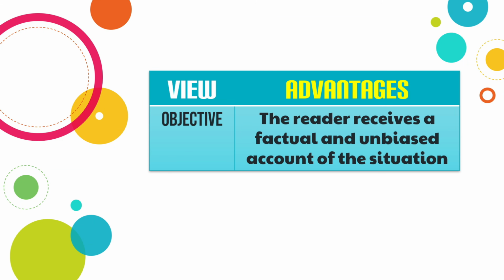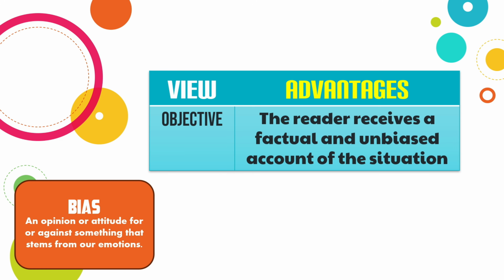Mrs. Taylor's referral focused on observable actions, dialogue, and sequence of events, avoiding any mention of her own frustrations or Alex's possible motives. An advantage of using this perspective is that the reader receives an unbiased and factual account of the situation. If bias isn't a word you're familiar with, then you should probably take note. It's an opinion or attitude for or against something that stems from our emotions. This type of storytelling is the least used of third person and is probably best suited for short stories.